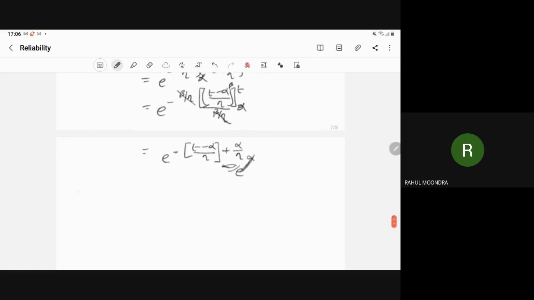And if you have to compute F(t), what is it? By the same formula, F(t) is z(t) times R(t). It is (t minus alpha by eta) whole power beta. So the limits will change.